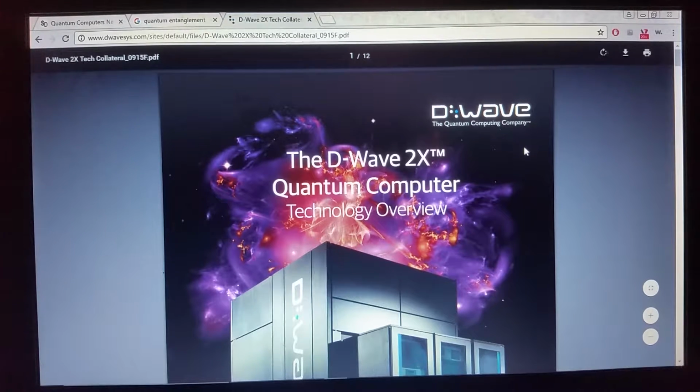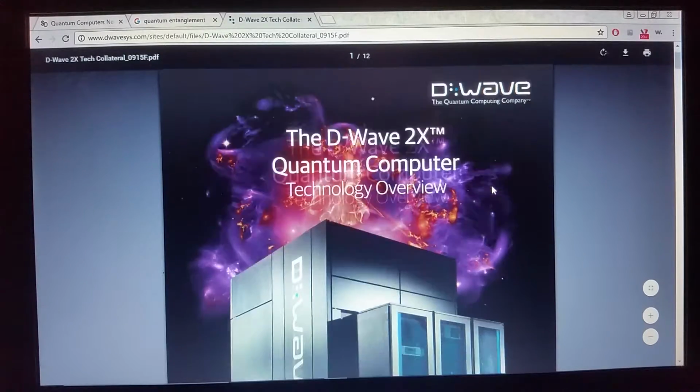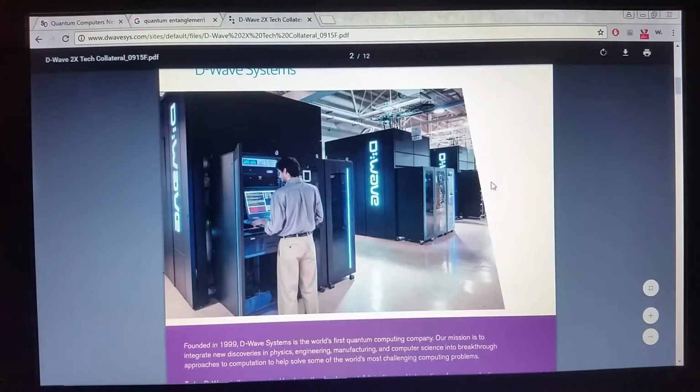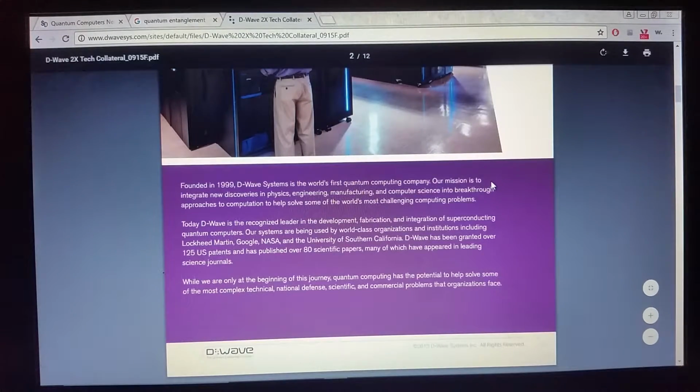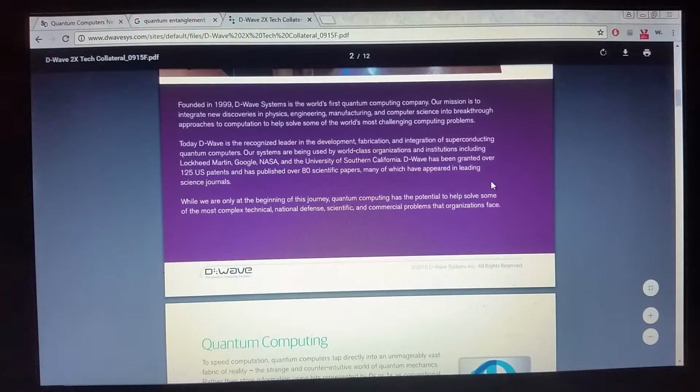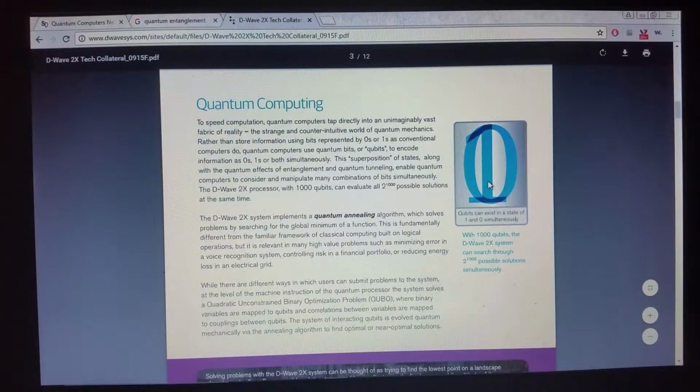This is the D-Wave 2 Quantum Computer Technology Overview. This is a PDF I downloaded. It talks a little bit about what the D-Wave is, but what I want to get to is the quantum computing right here.